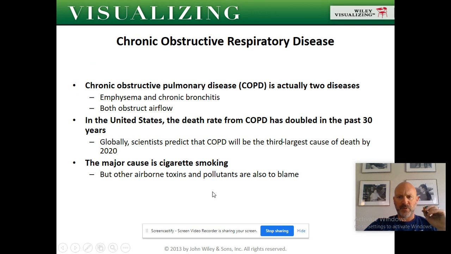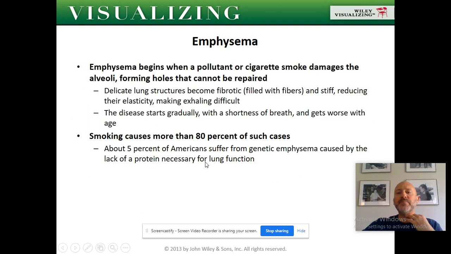All right. So this chronic obstructive pulmonary disease is actually two diseases. It's emphysema and chronic bronchitis. So not only does it cause inflammation of the bronchial tubes, it causes a loss of elasticity or an increase in rigidity of the respiratory surfaces. Cigarette smoking is another thing that could cause emphysema.